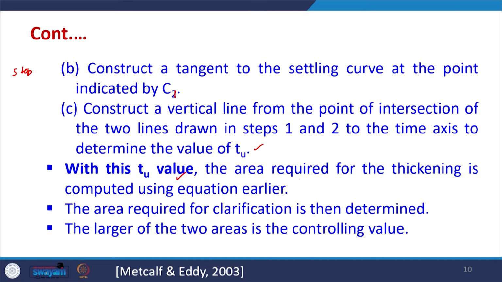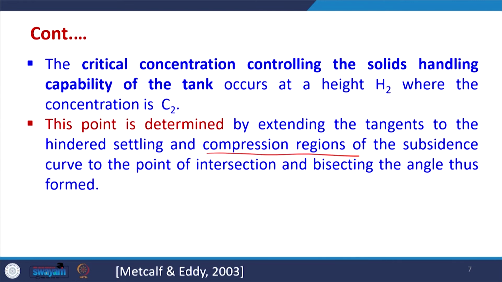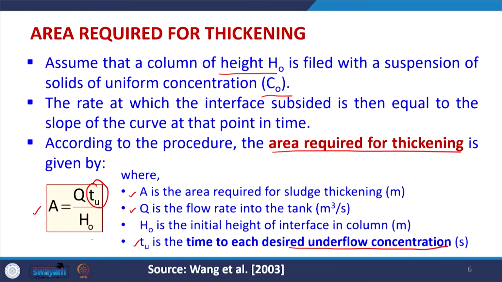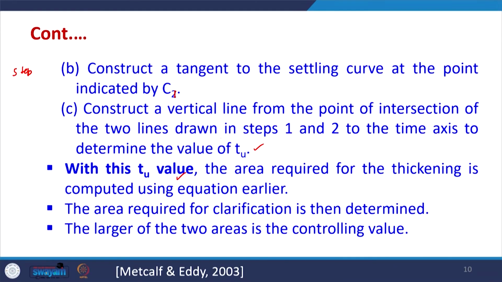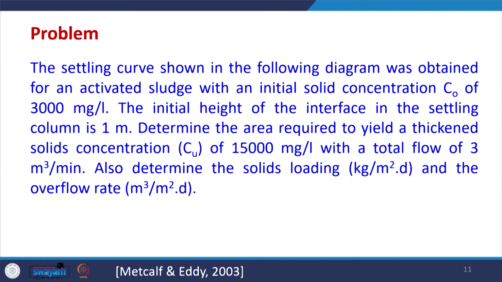The area required for thickening is computed using the equation which was given here. So, through this we can find out the area required for thickening. And the area required for clarification is also found out using the initial condition. So, we will try to solve one problem, and from that we will try to find out both the area required for thickening and the clarification, and from this problem we will understand it more.